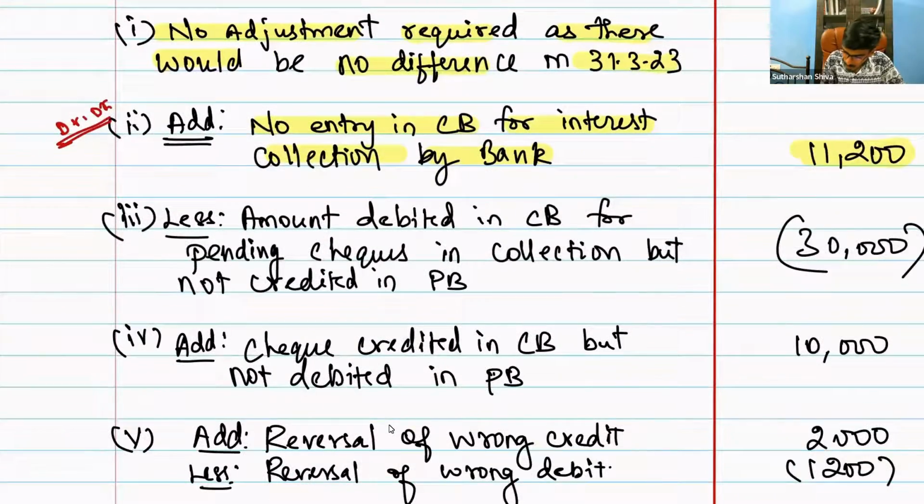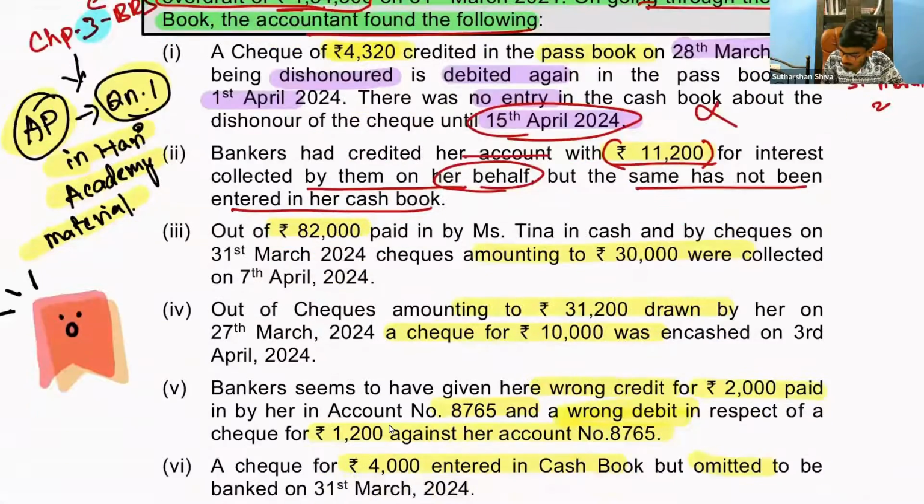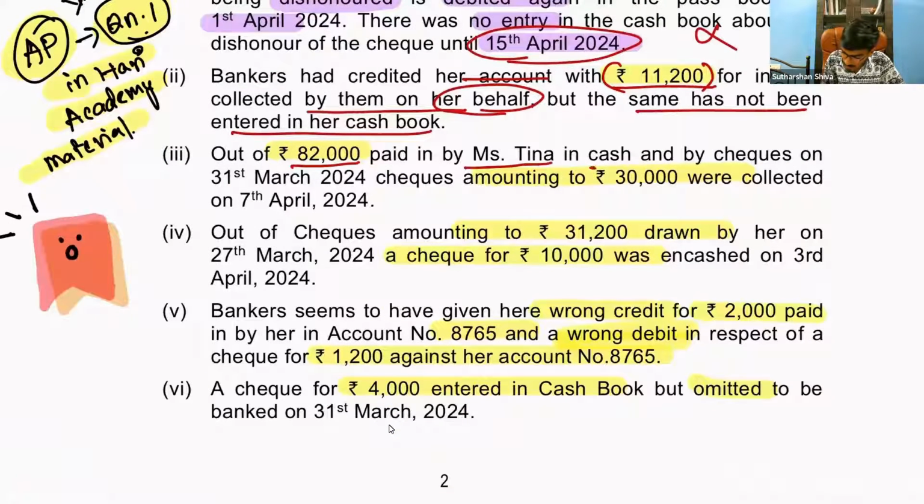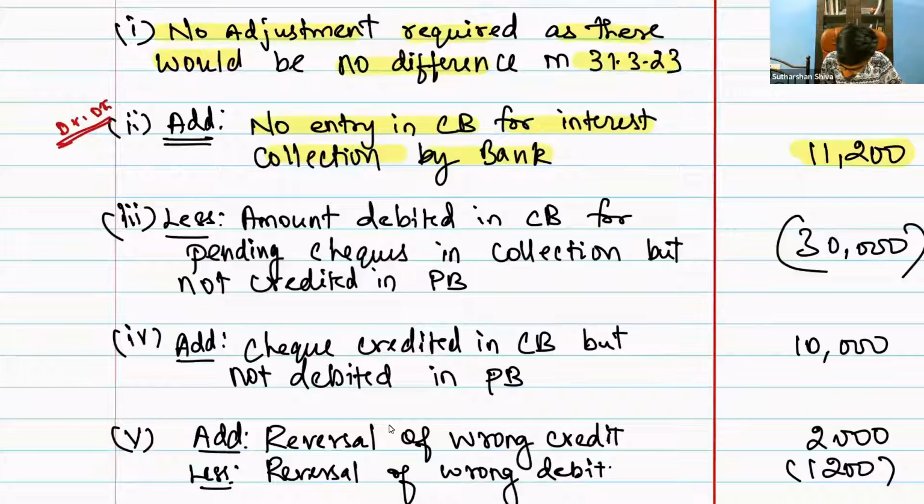Next. Out of 8,200 paid by Mrs. Tina in cash and by checks of rupees, on 31st March, checks amounting to 30,000 were collected on 7th April. So they have passed the entry in the cash book, but the checks amounting to 30,000 were collected later. It is affecting only 30,000. We need to only focus on that 30,000. It will be debit, credit, because we need to collect it. So it will be credited. Amount debited in cash book for pending checks in collection, but not credited in the passbook. The amount is 30,000. We need to subtract.